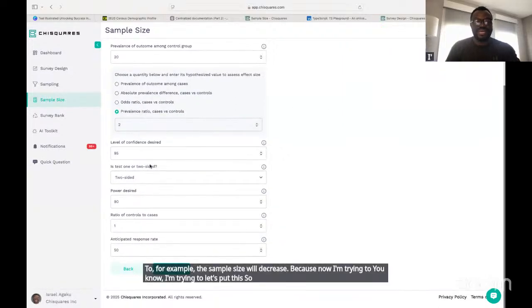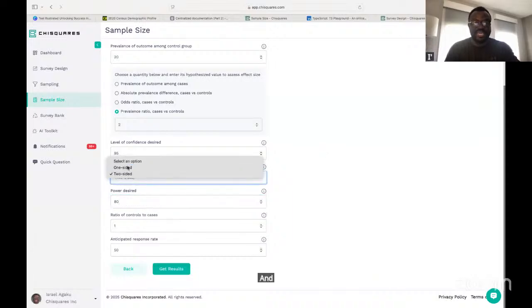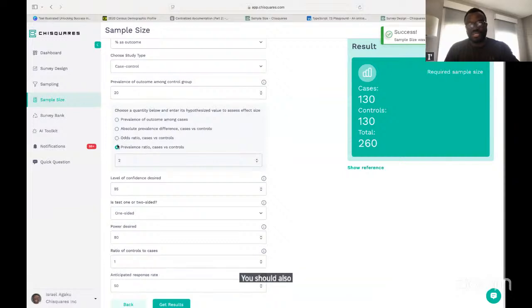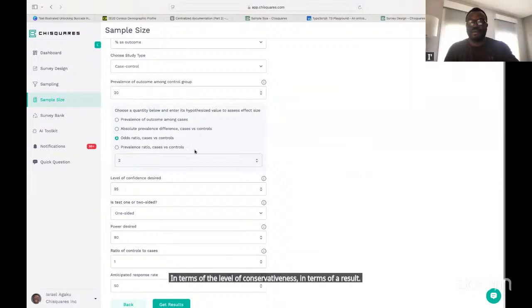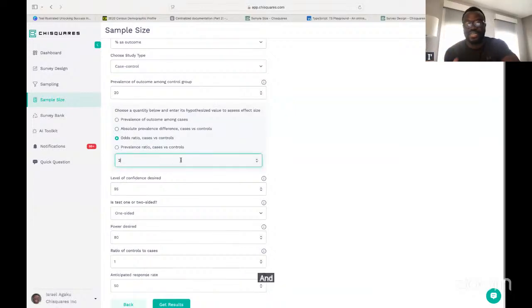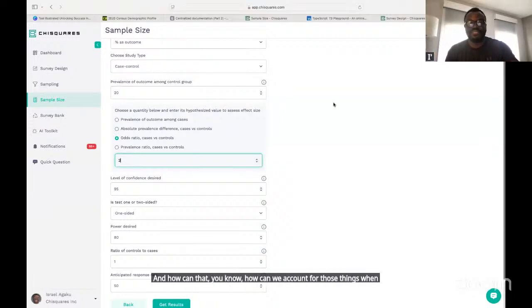So recognize that the different parameters here, you should absolutely try and play with them and see how they affect sample size. So for example, changing the power to 80 and the test from one-sided to two-sided, the impact that has on the effect size. You should also know the difference between odds ratios and prevalence ratios in terms of the level of conservativeness of the results, right? So these are some of the things that you should absolutely play with as ways of familiarizing yourself with the results and seeing how certain parameters influence the results, and how we can account for those things when we're calculating our sample size. You should also be able to know the things that will trigger errors and the things that do not make sense.